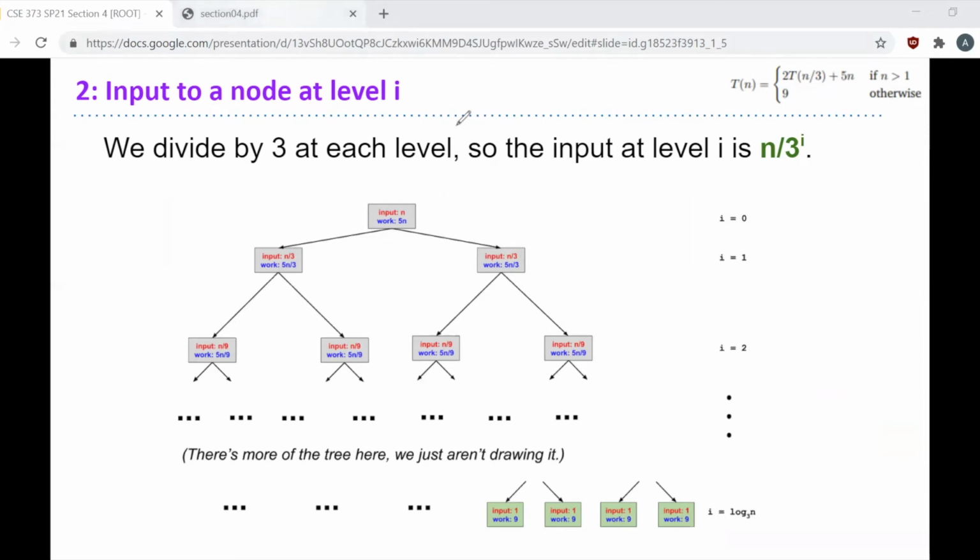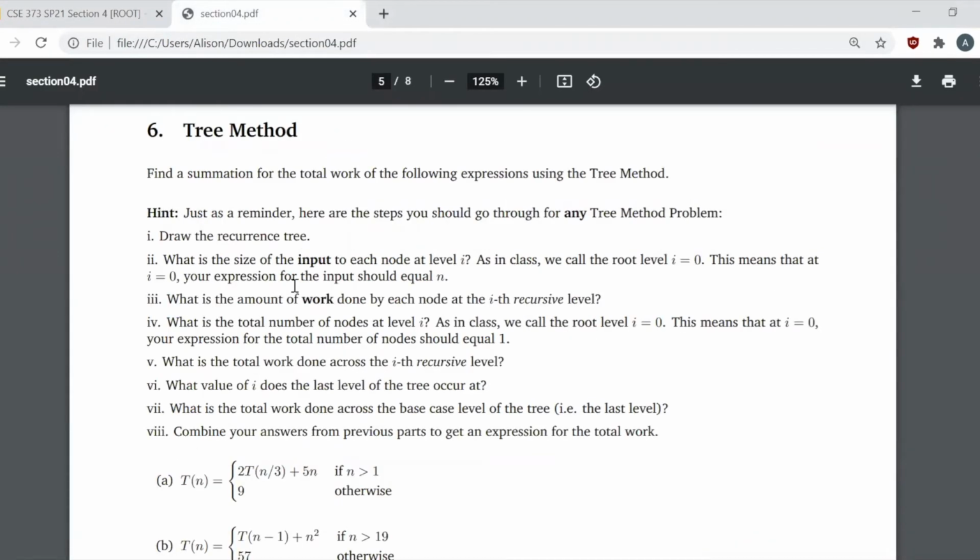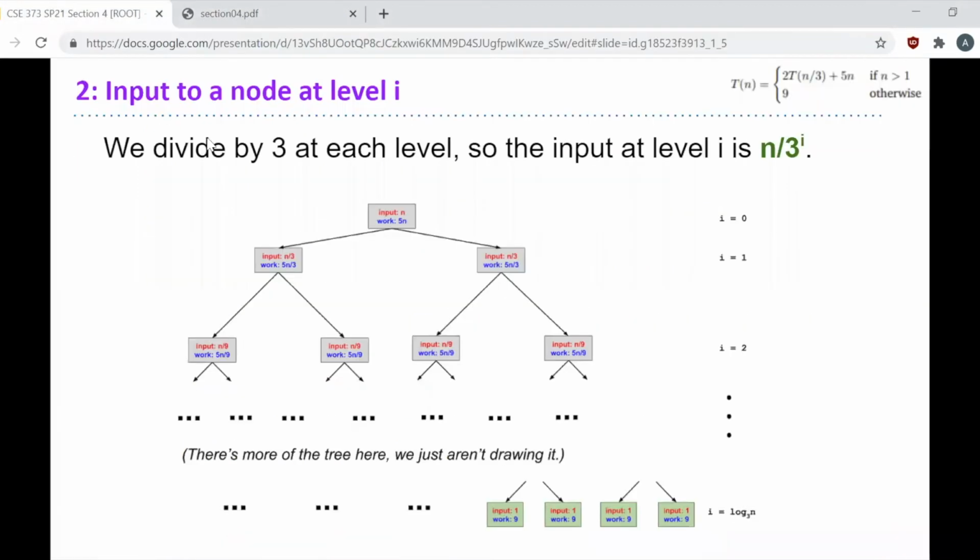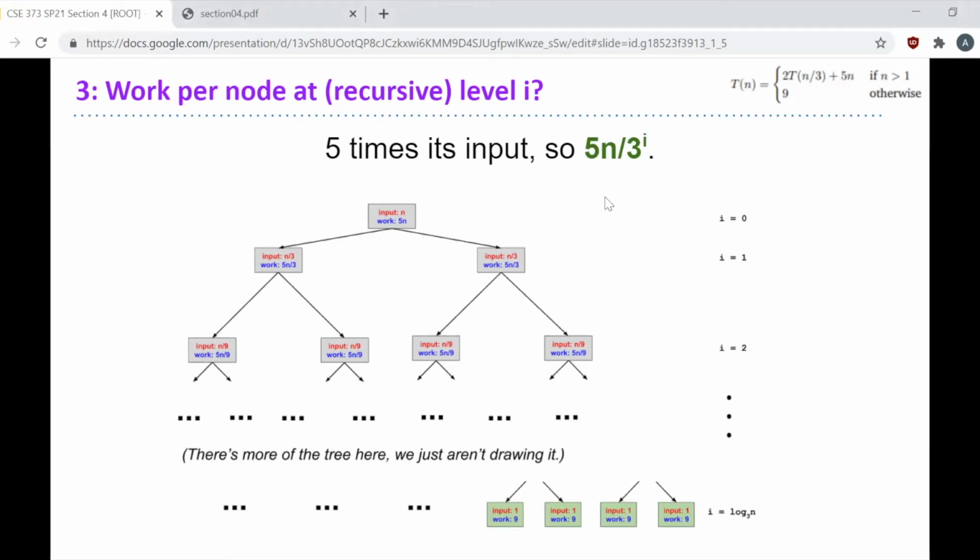All right, now let's go to problem 3. What is the amount of work that's done by each node at the ith recursive level? Again, what is this asking for? It's asking for this bottom blue number. For any level, how do we express that the work is like 5n and then 5n over 3 and then 5n over 9? Well, you might have also been able to tell from the way that we built this recurrence tree. It was always just 5 times whatever our input was, right? The amount of work at any node is just 5 times whatever your input is. And we know from this part that the input size at any level is just n over 3 to the I. Therefore, the total amount of work is just 5 times that. So the amount of work is 5n over 3 to the I.